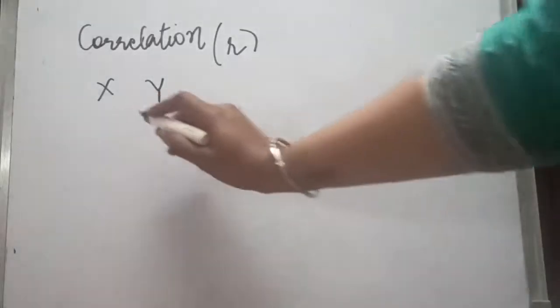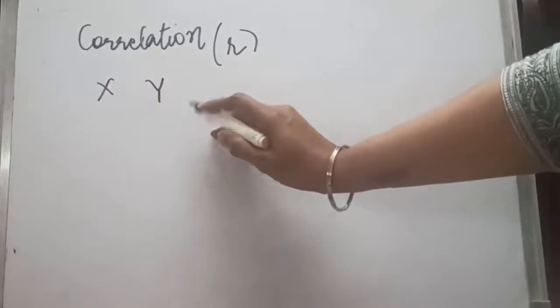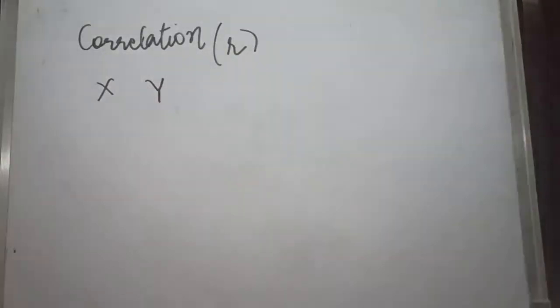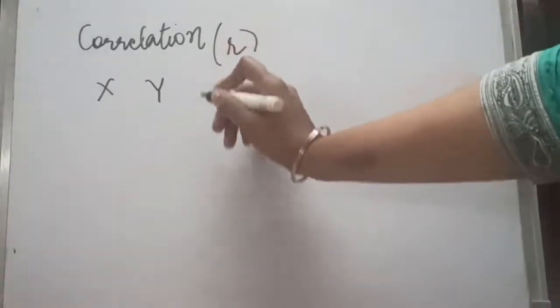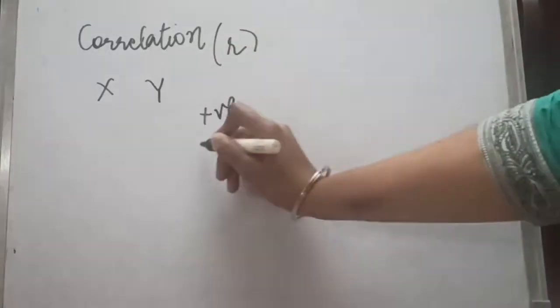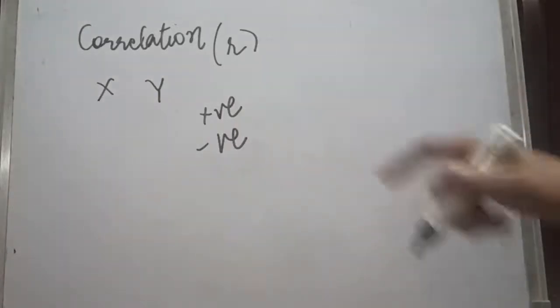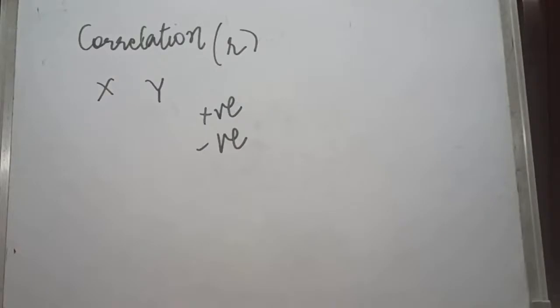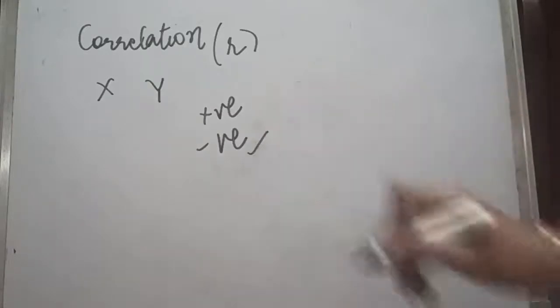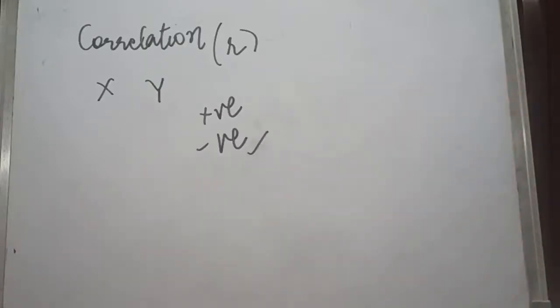Now if we have these two variables x and y, we can calculate its correlation with various methods. Your answer of correlation can be positive or negative. It will show you how the two variables are related. If two variables have positive correlation, it means the variables are positively related: if one is going to increase, the other is also going to increase. If the answer comes out to be negative, it means the correlation is negative: if one variable is increasing, the other variable is decreasing.